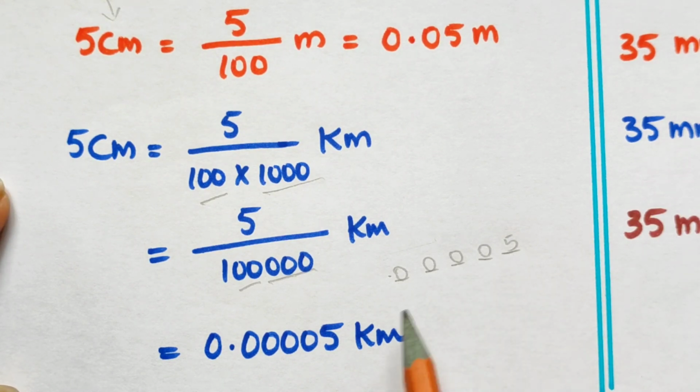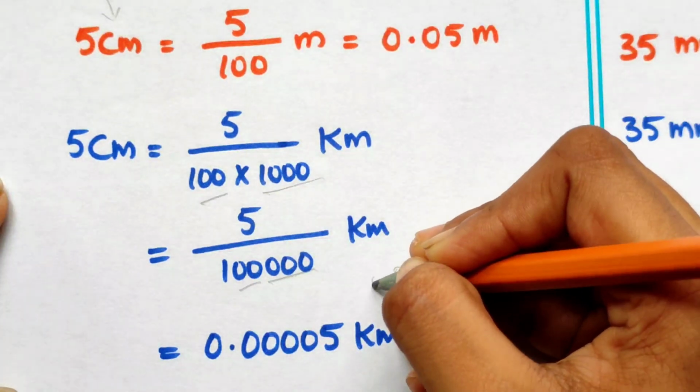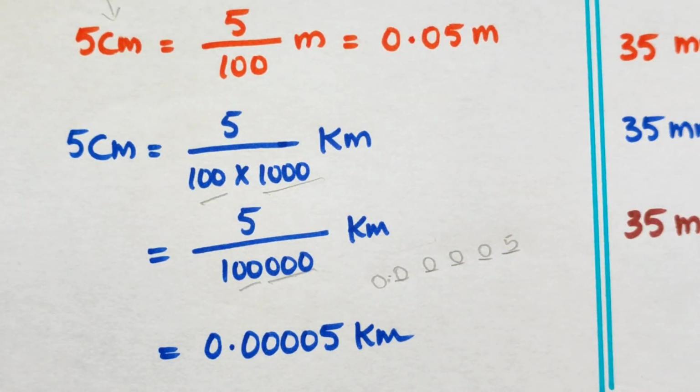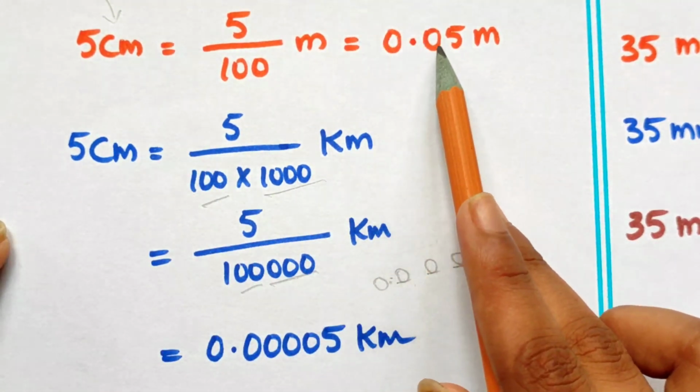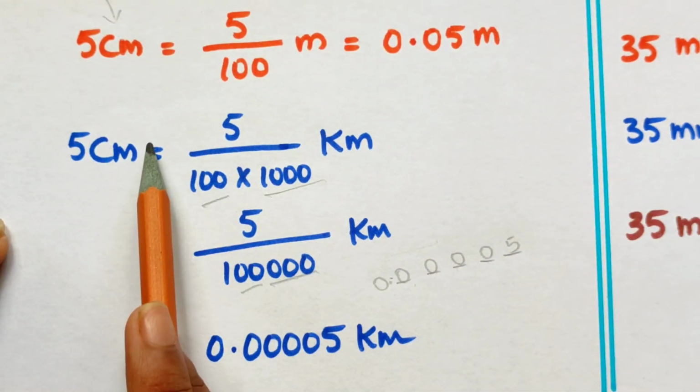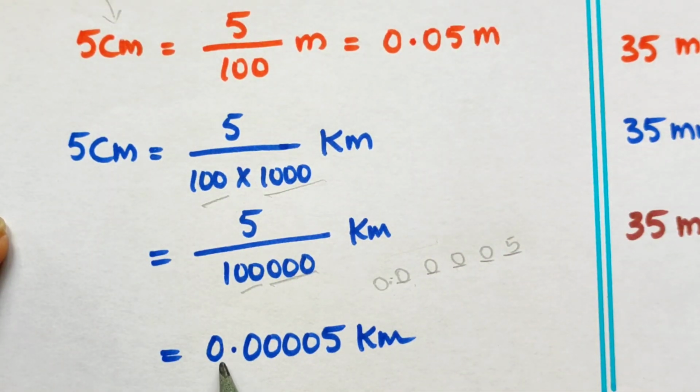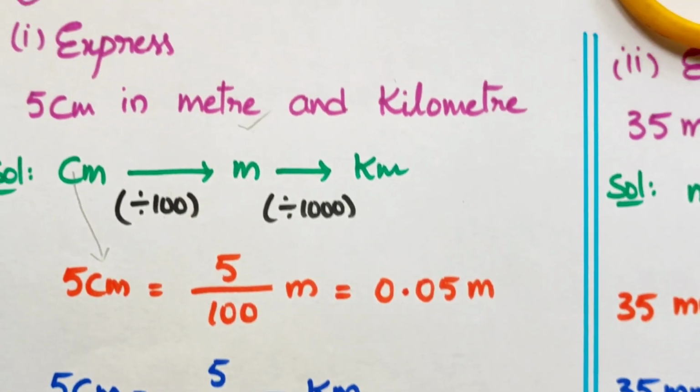Now it is 0.00005. Before the point we should put a 0 again. So it is 0.00005. So 5 centimeter is equal to 0.05 meter and 5 centimeter is equal to 0.00005 kilometer. With this, first bit gets completed.